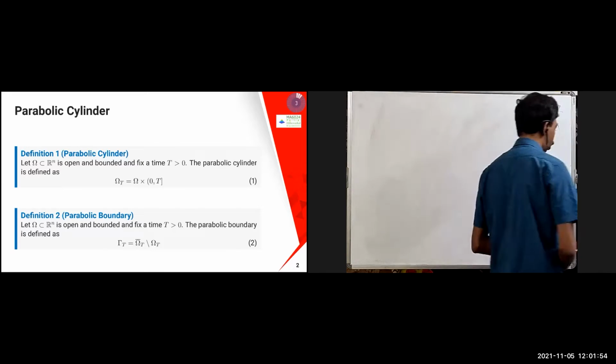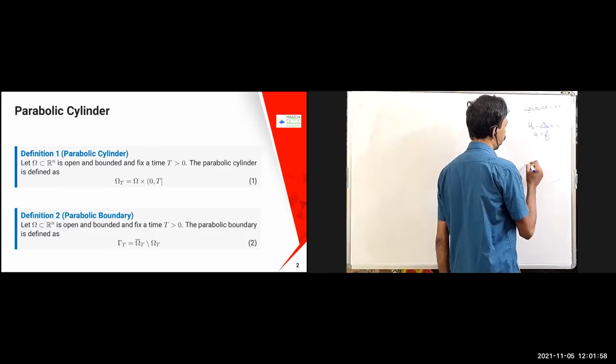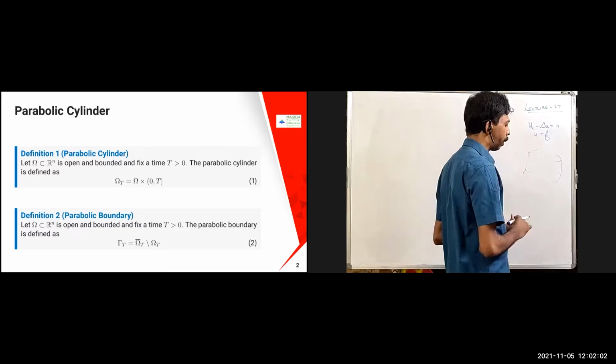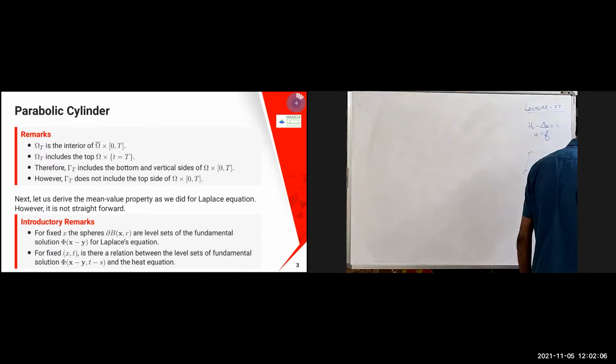For which I have defined the parabolic cylinder. The parabolic cylinder is something like, I have this one, and I just elevate it over here. That is going to be the parabolic cylinder. That we have discussed, and then the parabolic boundary also we have discussed. And we have defined something called E of T.